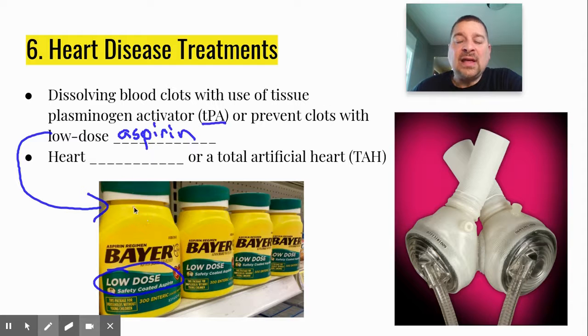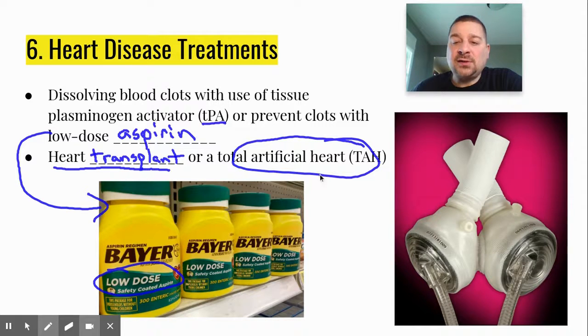If the heart has a really bad heart attack, then you may need a heart transplant, which can be hard if you know of anyone that's been on a transplant list. Sometimes that can take a while. They also have these total artificial hearts that you see over here that are just machines that they can put in there, and they will circulate the blood for the person.